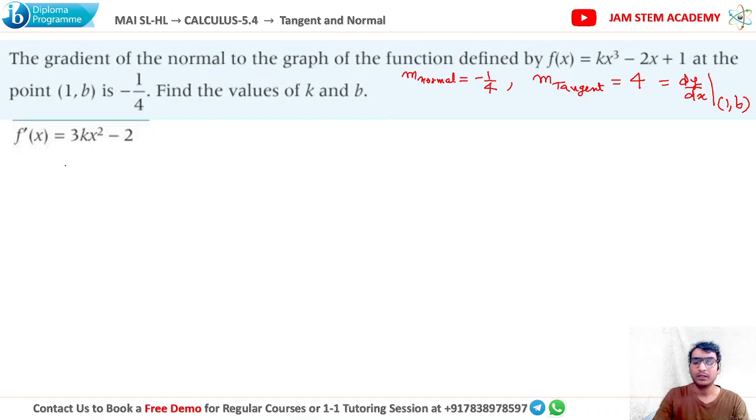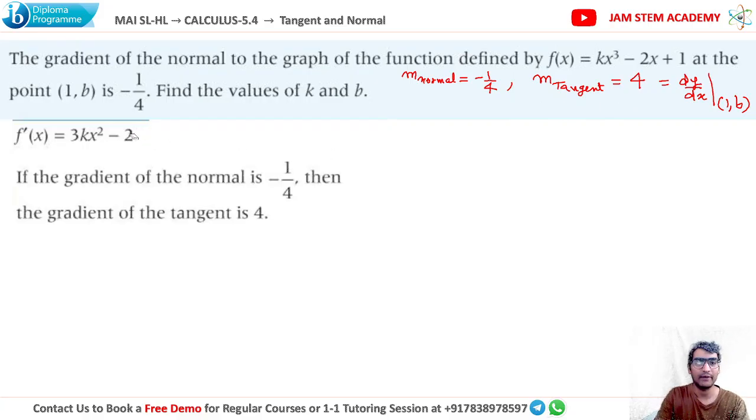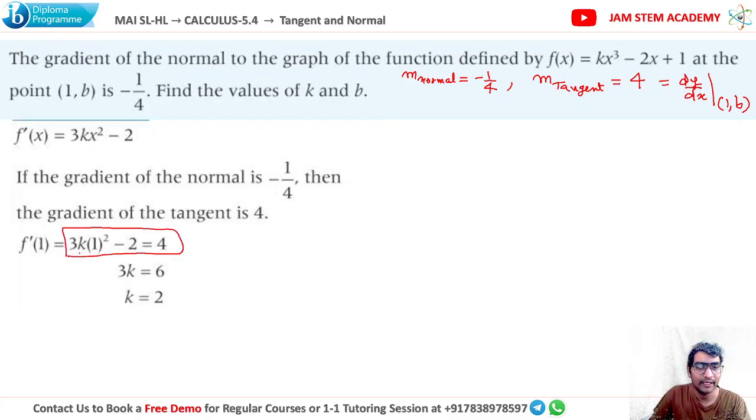Now it says it is the slope of the tangent line, and the slope of the tangent line is what for us? 4. So equate these two. When I equate these two, I will get 3k x squared minus 2 is equal to 4. So on solving that, I will get k is equal to 2. Now we got the k value.